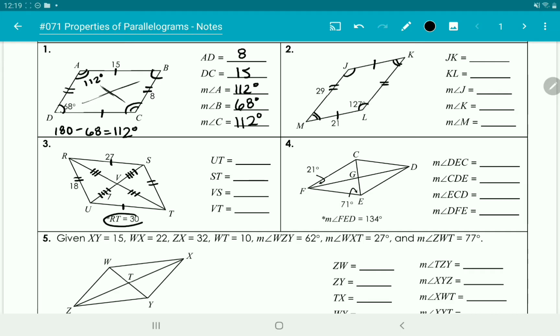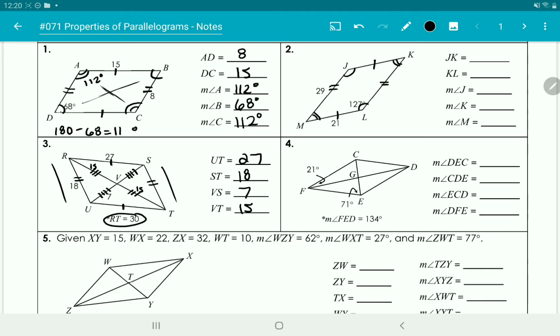It tells us down here that RT is 30, so the whole diagonal this way is 30. So each one of these is going to be 15, so half of 30. Okay, so UT is going to be the same as the one up here, 27. Sorry about that. ST, this one's going to be the same as that one, so 18. VS, so from V to S, it's going to be the same as from U to V, so it's 7. Then from V to T, we said is 15, because it's half from R to T.